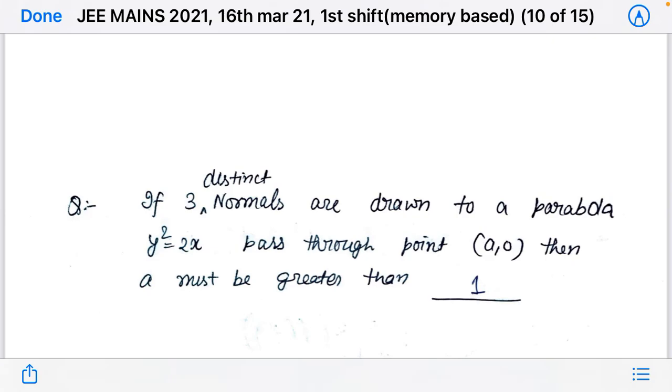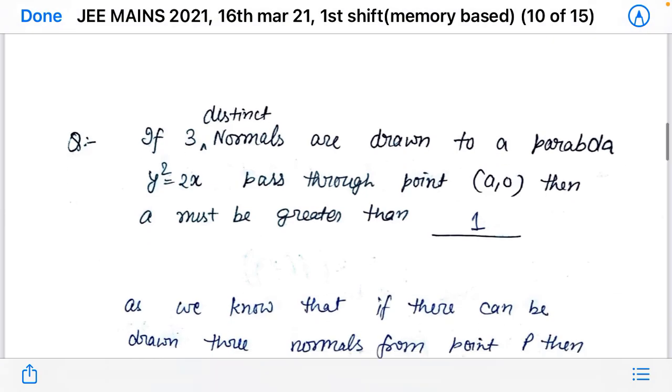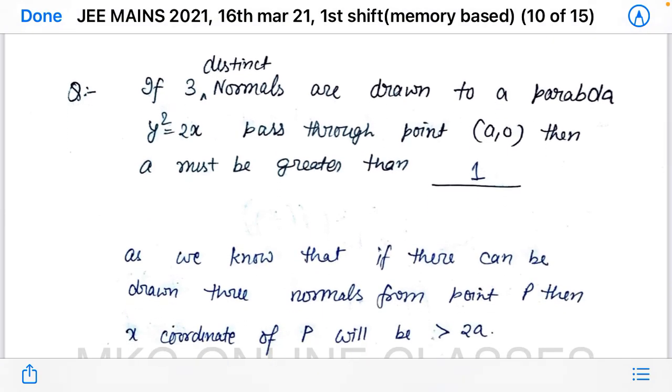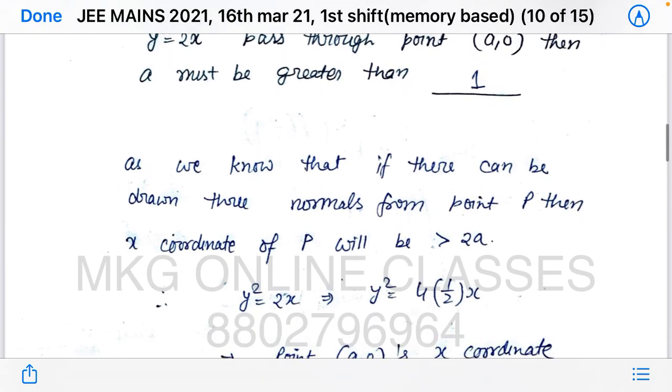So students, this is a property of the parabola that if three distinct normals are drawn to a parabola passing through a point P, then the x coordinate of P will always be greater than 2a, if the parabola equation is y square equal to 4ax. Here it is given as y square equal to 2x. So if you compare, it is 4 into 1 by 2 into x. So a is 1 by 2 here, and 2a is 1. That means the x coordinate of P will be greater than 1.